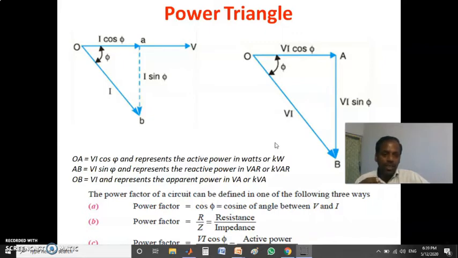Lagging voltage, leading voltage. In an inductive circuit it is lagging, in a capacitive circuit it is leading. And the original definition for power factor: if you take the definition as cos phi, it may be a cos factor, R by Z, it may be an impedance factor, but the original definition of power factor is active power to the apparent power. Active power divided by the RMS value of voltage and the RMS value of current.